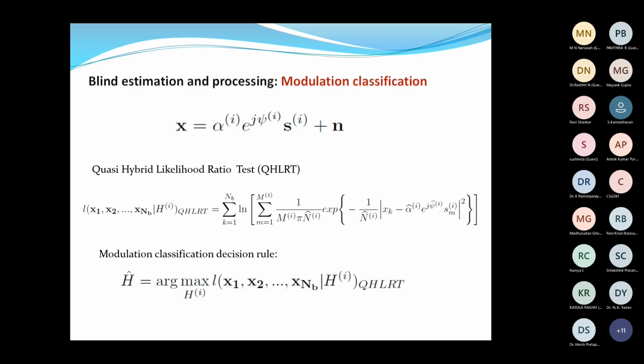After estimation of the symbol rate, the received carrier is demodulated into the baseband, and we employ the quasi-hybrid likelihood ratio test as the modulation classification method, in which we have this log likelihood function involving unknown quantities, unknown parameters such as noise, the signal amplitude, and the phase offset. Now, the modulation classification is done with the decision rule by maximizing the log likelihood function with respect to the pool of modulations.